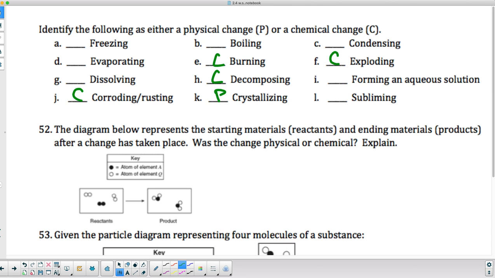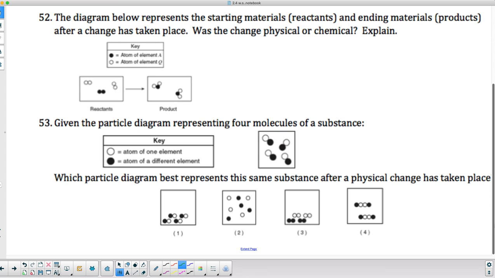It says, give the particle diagram representing 4 molecules of a substance. Okay, so let's take a quick look at this. If I have an atom of one element and an atom of a different element together in a compound, okay, it says, given the particle diagram representing 4 molecules of substance, which particle diagram best represents the same substance after a physical change?